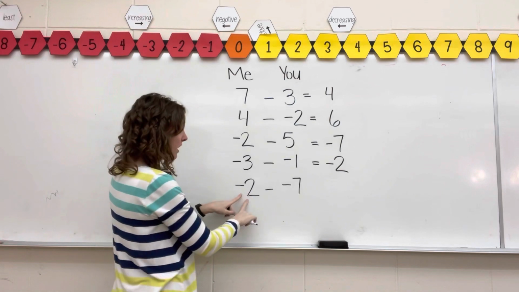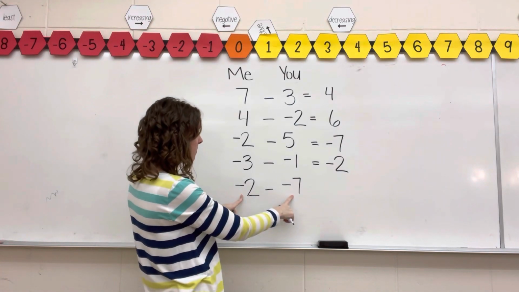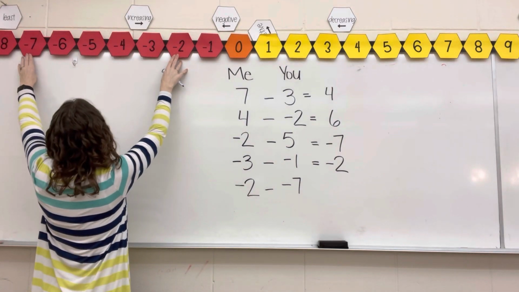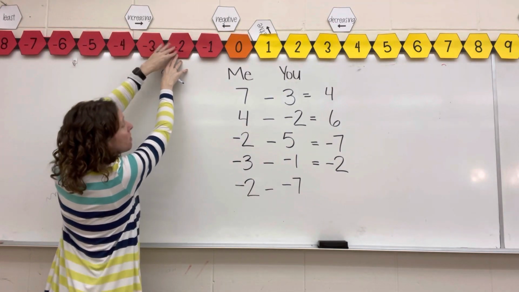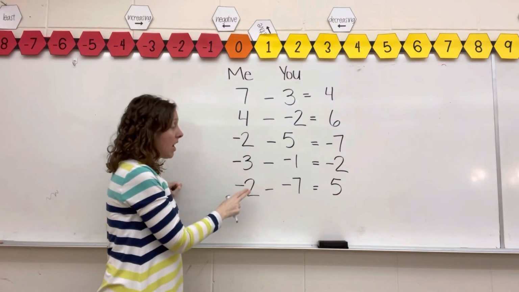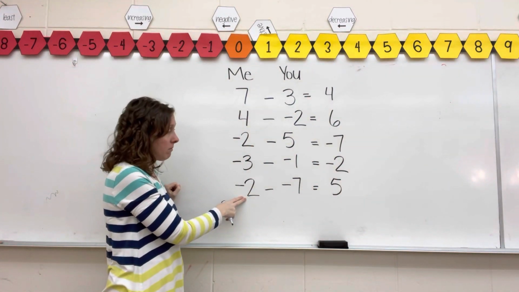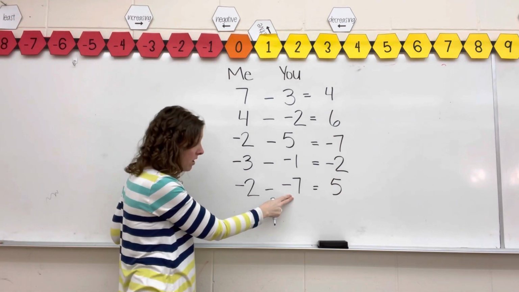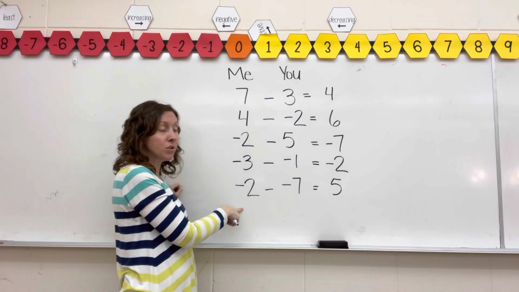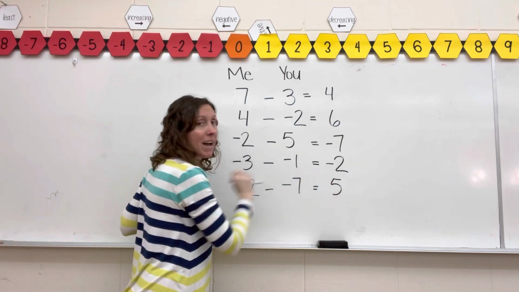All right, -2 and -7. -2, -7. They are 1, 2, 3, 4, 5 away from each other. I owe people $2. You owe people $7. So technically, I have more money. My number is closer to 0, so it's a positive answer.